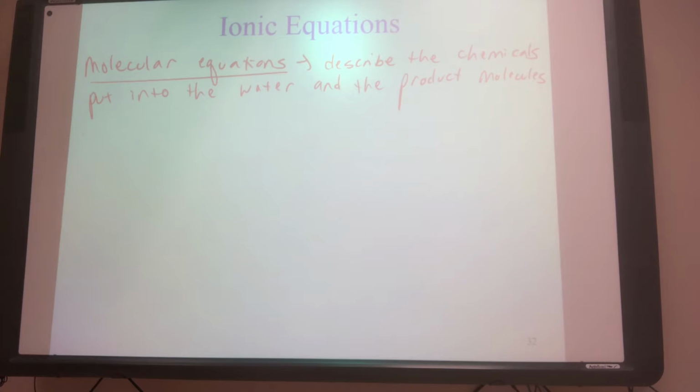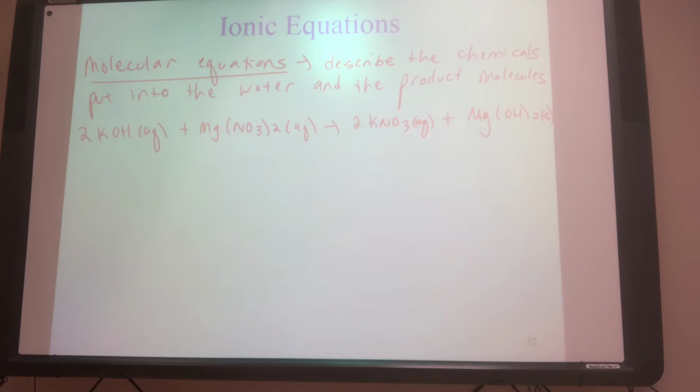So an example would be a precipitation reaction. What we just wrote would be an example of a molecular equation. Molecular equations usually just have this guy plus this guy goes to two things. So this is an example of a molecular equation. It's pretty straightforward. This is that, and it's reacting together.